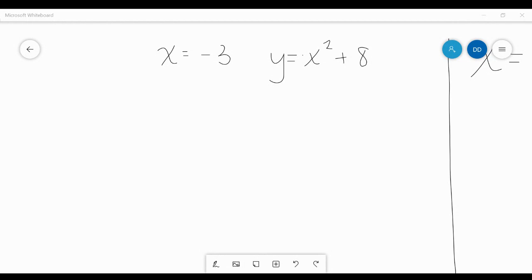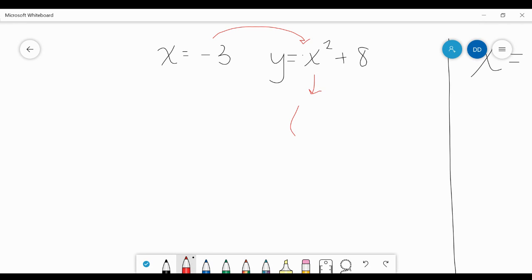So we're evaluating functions. It says x is equal to -3, and then we want to evaluate y equals x squared plus 8. What I want you guys to remember is that wherever we see an x, we're just plugging in what x is. So instead of writing the x, we're going to write whatever x is, which is -3. So this becomes parentheses -3, and then everything else stays the same.